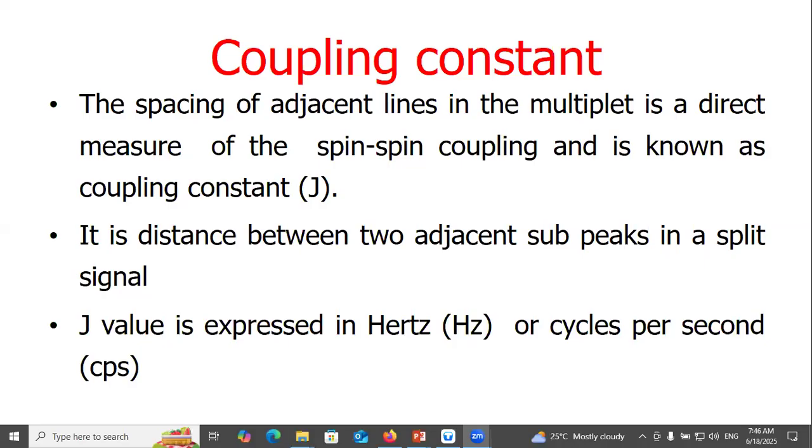Hello, good morning. The spacing of adjacent lines in the multiplet is a direct measure of the spin-spin coupling and is known as the coupling constant J. It is the distance between the two adjacent subpeaks in a split signal. The J value is expressed in hertz or cycles per second.